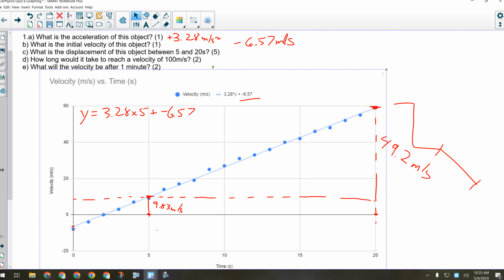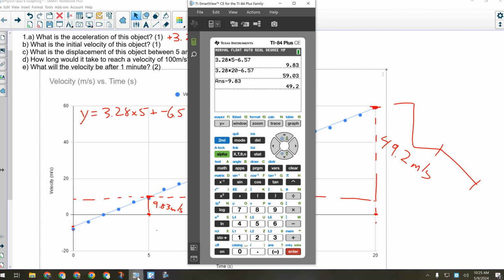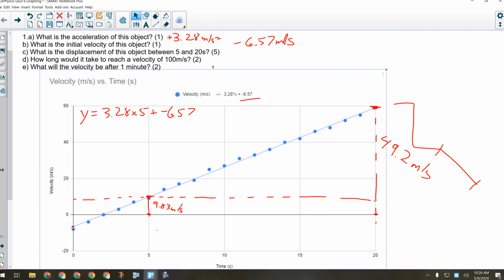So I've got 15 seconds on the base for the rectangle, 9.83 meters per second high. So I'll take my 9.83 and multiply it by 15 seconds. So that box is 147.45 meters.